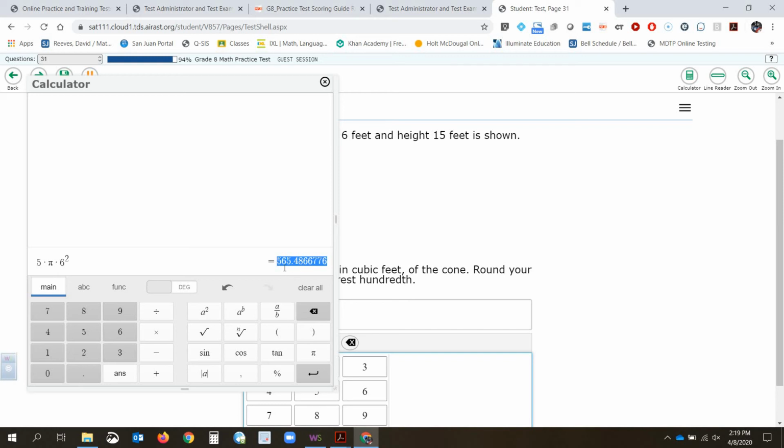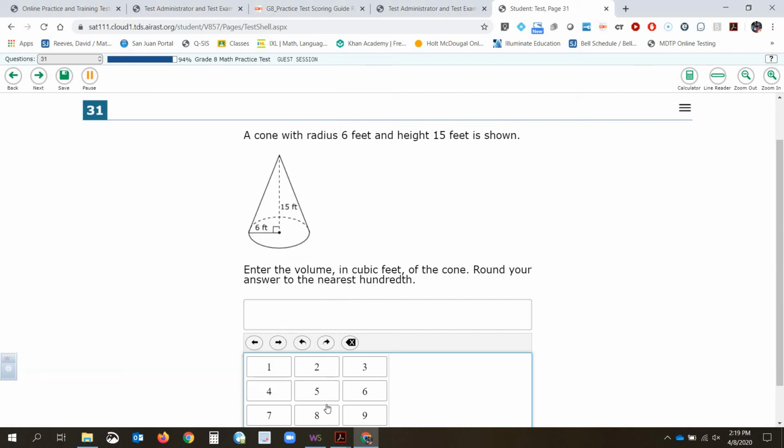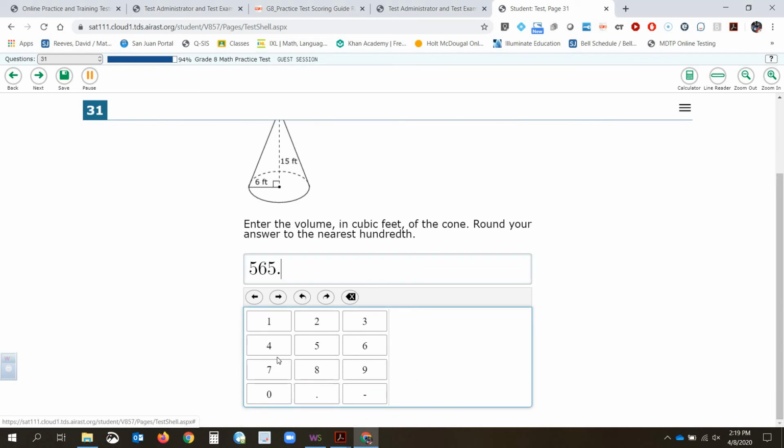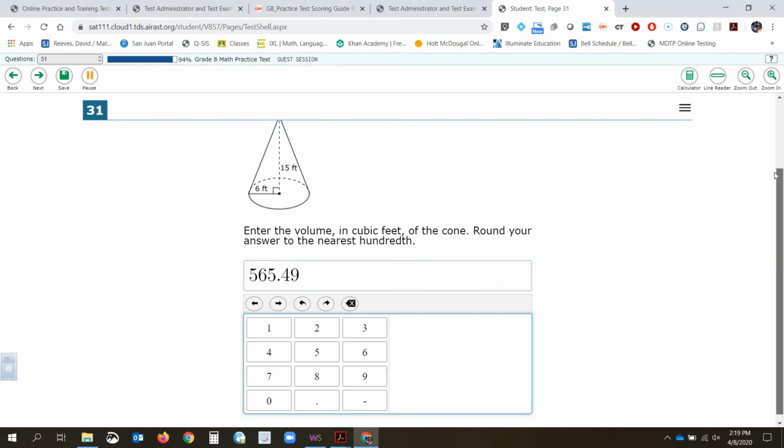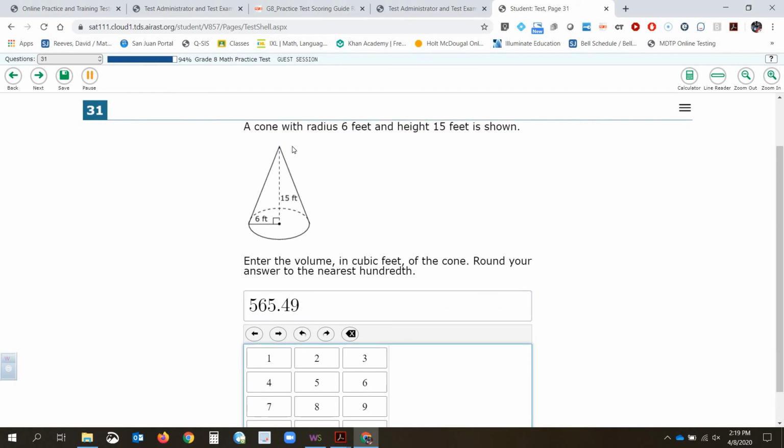So what are we looking for? 565.49. And again, that would be cubic feet. But as I've said many times throughout these videos, if they give you the units in the question, you do not need to put the units in the answer. So 565.49 cubic feet is the volume of this cone, which is 1/3 the volume of the cylinder with the same base and the same height.